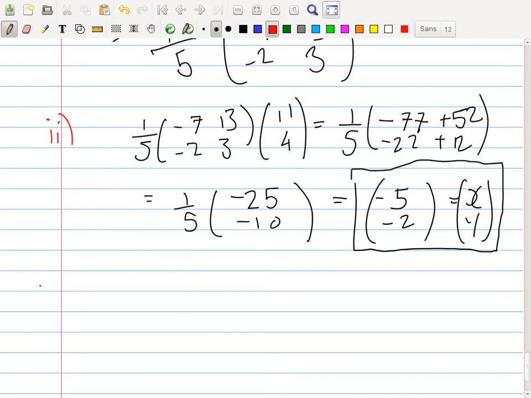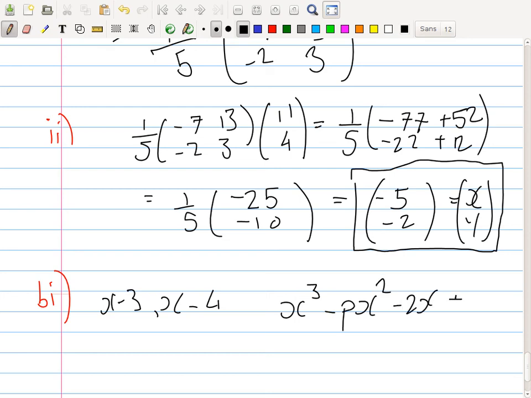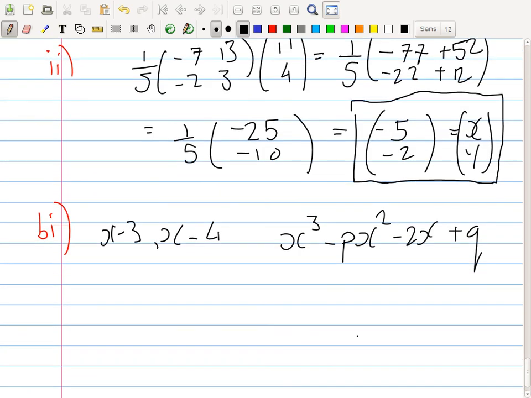Right, now we're getting into the trickier part. It says x minus 3 and x minus 4 are factors of x cubed minus px squared minus 2x plus q. Now, what theorem do I need to use here? The remainder theorem. If these are the factors, what are the roots? 3 and 4. If I substitute 3 or 4 into this, what should the remainder be? 0.